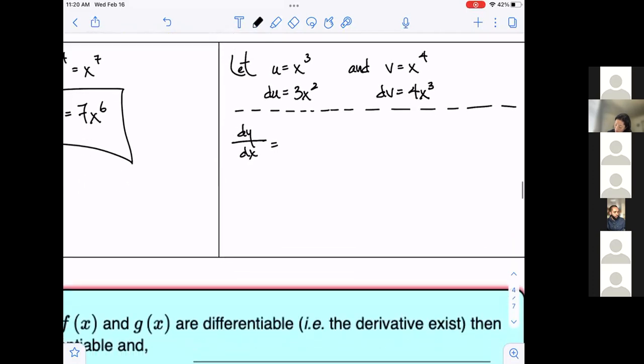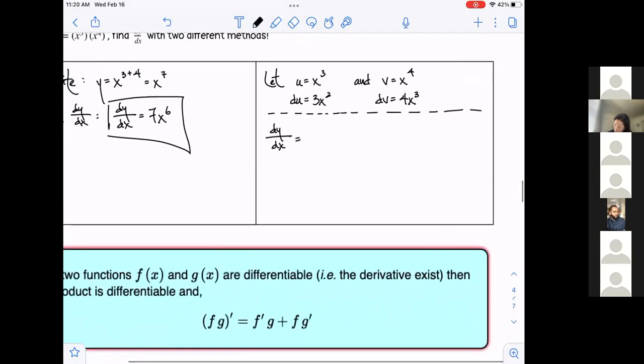We take, let's see if we can modify this rule from Paul's online notes. Instead of f prime, what should we write? U prime, yeah, u prime, or we called it du. Yeah, that's fine. So du.